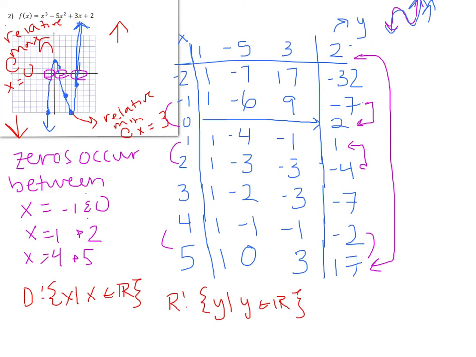Now a rule of thumb here is that if we have an odd graph, we're going to have real numbers for domain and range. When we have the even graphs, that's when we're going to have a restriction on the range.